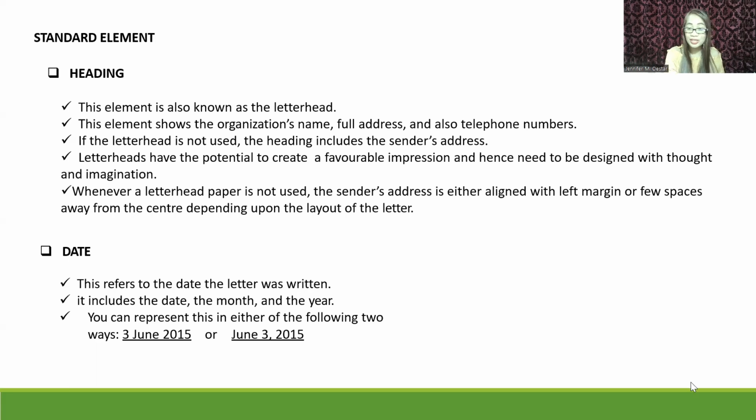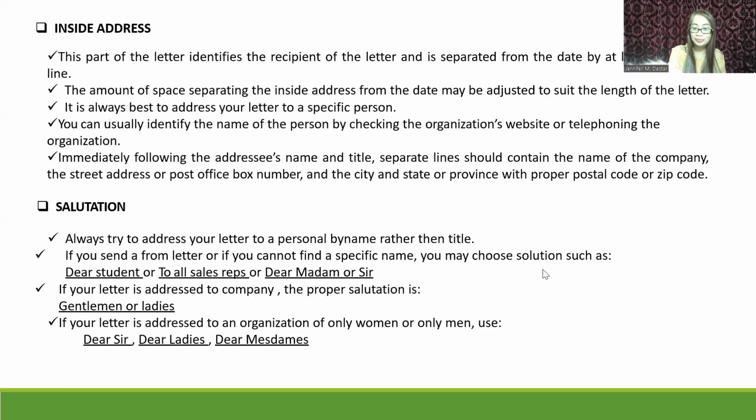Let's have the continuation. Let's discuss the inside address. This part of the letter identifies the recipient of the letter and is separated from the date by at least one blank line. So at least one blank line. The amount of space separating the inside address from the date may be adjusted to suit the length of the letter. It is always best to address your letter to a specific person.